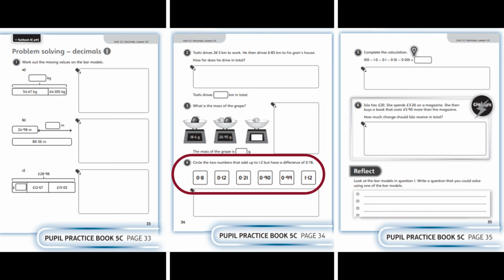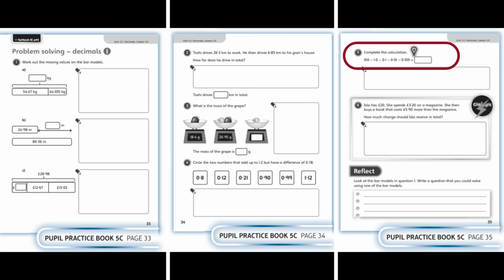Now question 4 isn't actually that hard. It's just going to require a little bit of trial and error. You need to pick 2 of those numbers and make sure they add up to 1.2, but when you subtract them, they should equal 0.78. So take your time, play around with that one. Or if you have a very good eye, you might notice without having to do any calculations on paper, the relationships between those numbers. Question 5 isn't particularly hard either, but it does require you to understand place value.